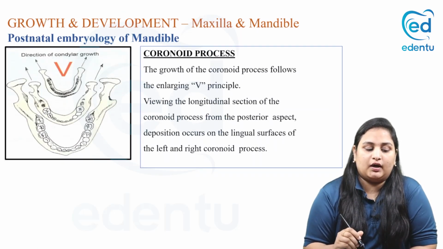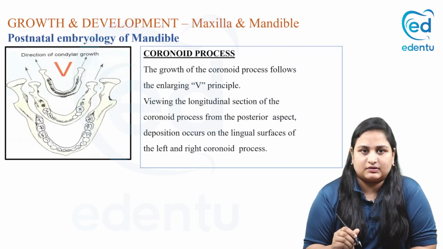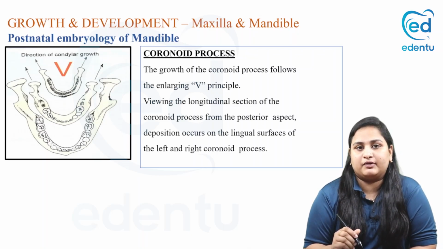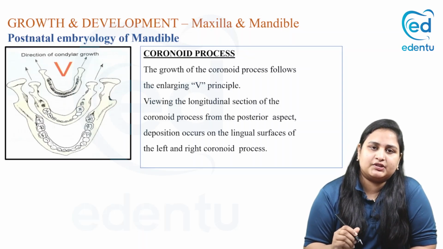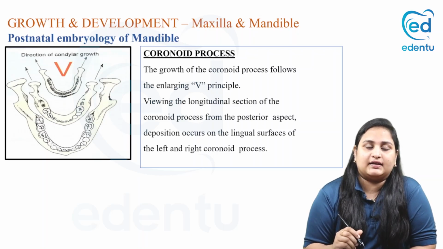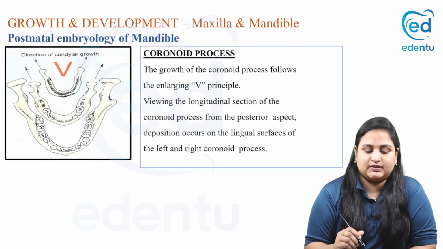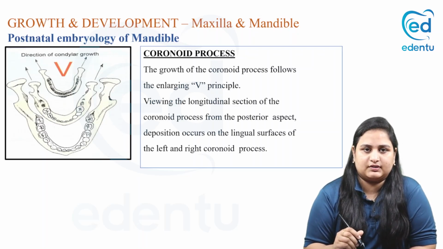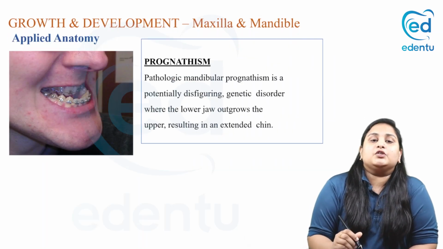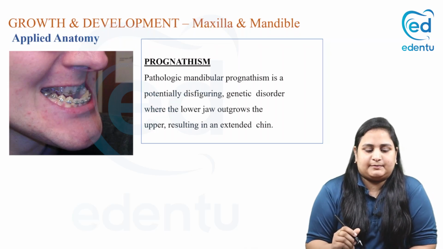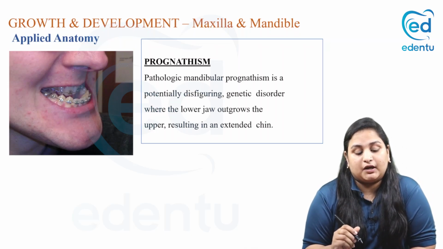Moving on, the postnatal development of the coronoid process follows the enlarging V principle, in which there is deposition or thickening at the ends of the V and resorption on the anterior aspect. So the posterior aspect of the coronoid process tends to grow at a faster rate than its anterior regions. This is how both the left and right coronoid processes help in the overall growth and development of the mandible.